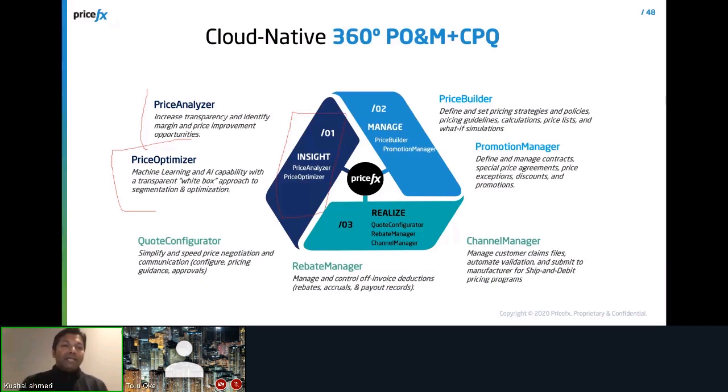Price Optimizer is a full suite solution for us, for giving you an optimized solution for your price waterfall. Basically, it starts from building the price list, going towards getting the discounts, and then handling rebates, let's say, or any other operations like quotations or promotions. Those all will be handled and optimized by Price Optimizer.